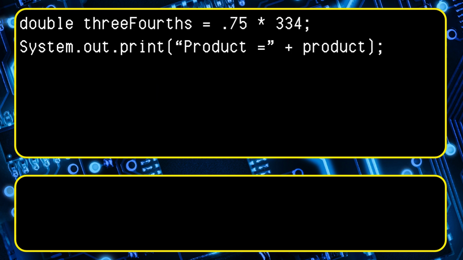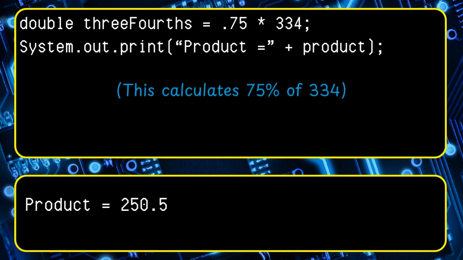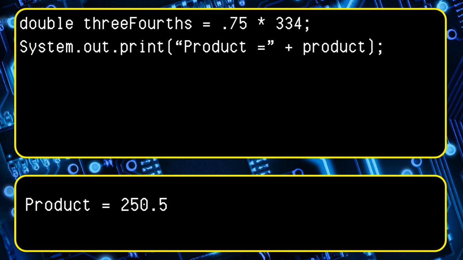Multiplication isn't going to be anything new either, but at least we'll use a floating point value this time. The operator is just going to be the star symbol, which we really call asterisk. If either of the operands is a double, the result of the operation will also be a double.